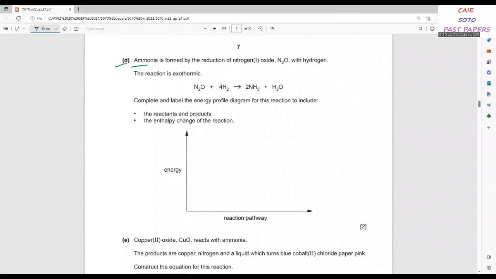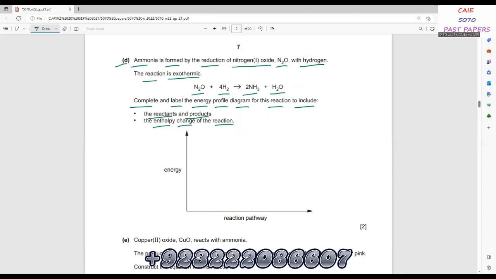(4D). Ammonia is formed by the reduction of nitrogen monoxide N2O with hydrogen. The reaction is exothermic. This is the reaction. N2O plus 4H2 gives 2NH3 plus H2O. Complete and label the energy profile diagram for this reaction to include the reactants and products, the enthalpy change of the reaction. The reaction is exothermic, so the product will be on the lower energy state. So if this is the reactant, so we'll have energy hump, and this will be for the product.